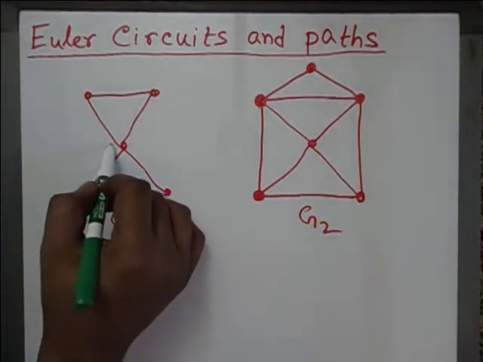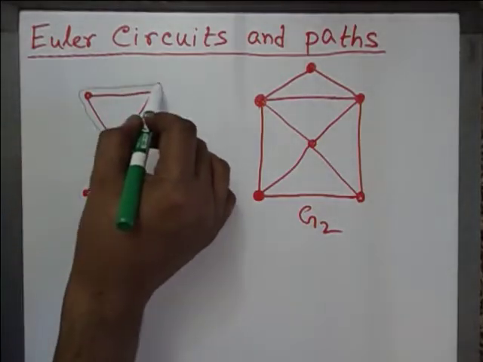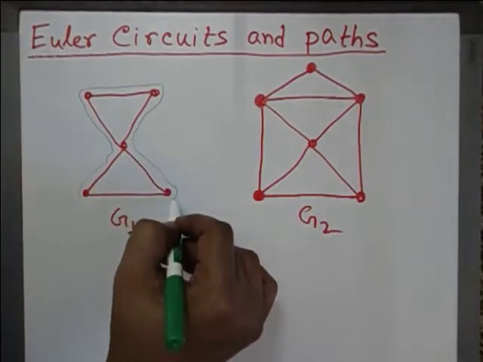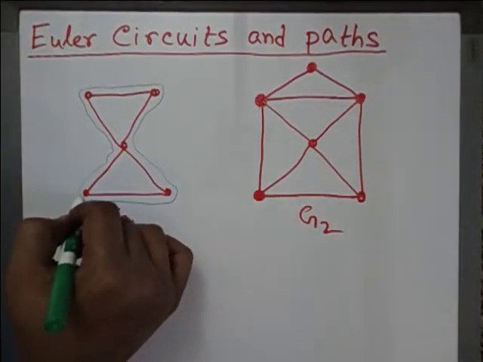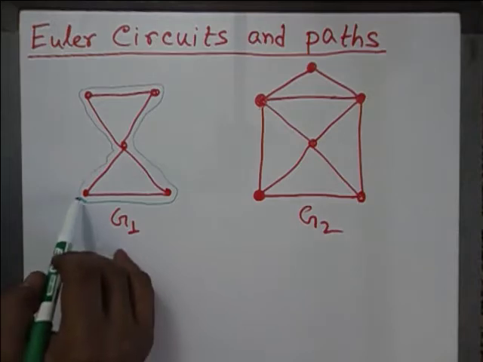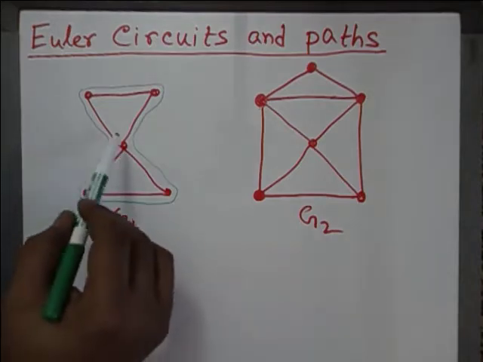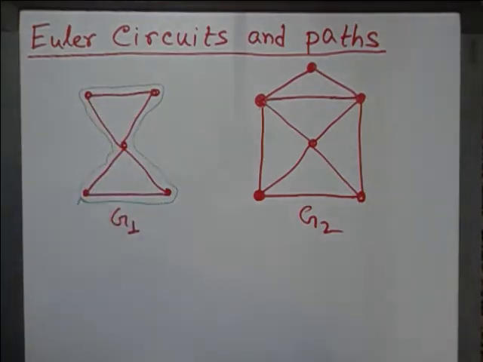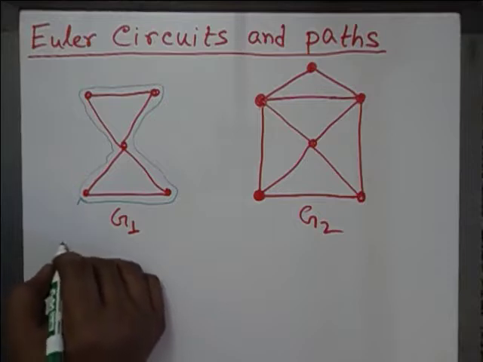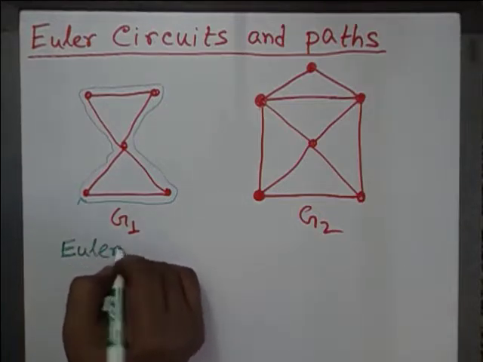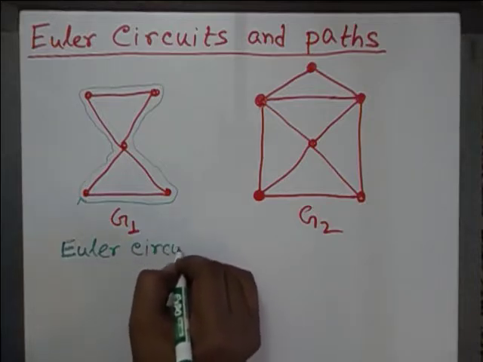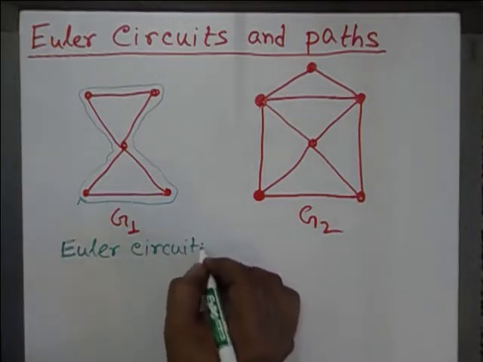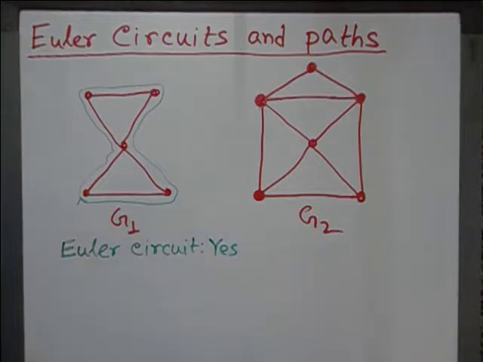You can go this way, this way, this way, and come back here. So if this vertex is your starting point, you can get through all the edges exactly once and return where you started from. So if you are asking, does this graph G1 have an Euler circuit? The answer is yes.